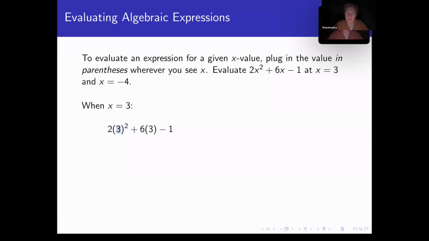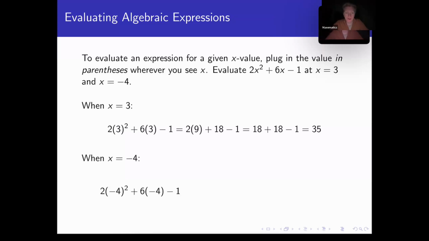Okay, well, 3 squared is 9. 6 times 3 is 18. 2 times 9 is 18. 18 plus 18 minus 1 is 35. So again, parentheses, very, very helpful. When x is negative 4, it's even more important that we use parentheses, because if you didn't use parentheses here, you might be encouraged to do 2 minus 4, and that's completely incorrect, right? We have 2 times x in the very beginning. This needs to be 2 times x here. So not 2 minus 4, but 2 times negative 4.